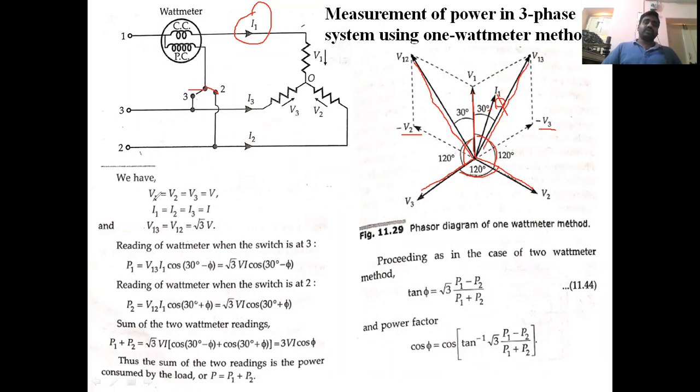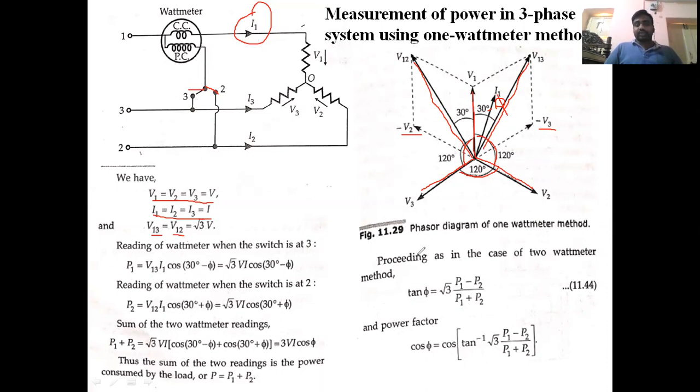So V1 is equal to V2 is equal to V3, equal to capital V. So it is a balanced network, and I1 is equal to I2 equal to I3 because it is a balanced system. If studs 1 and 3 are connected, the voltage will be V13. If studs 1 and 2 are connected, the voltage will be V12, which is equal to root 3 V. We already derived this.